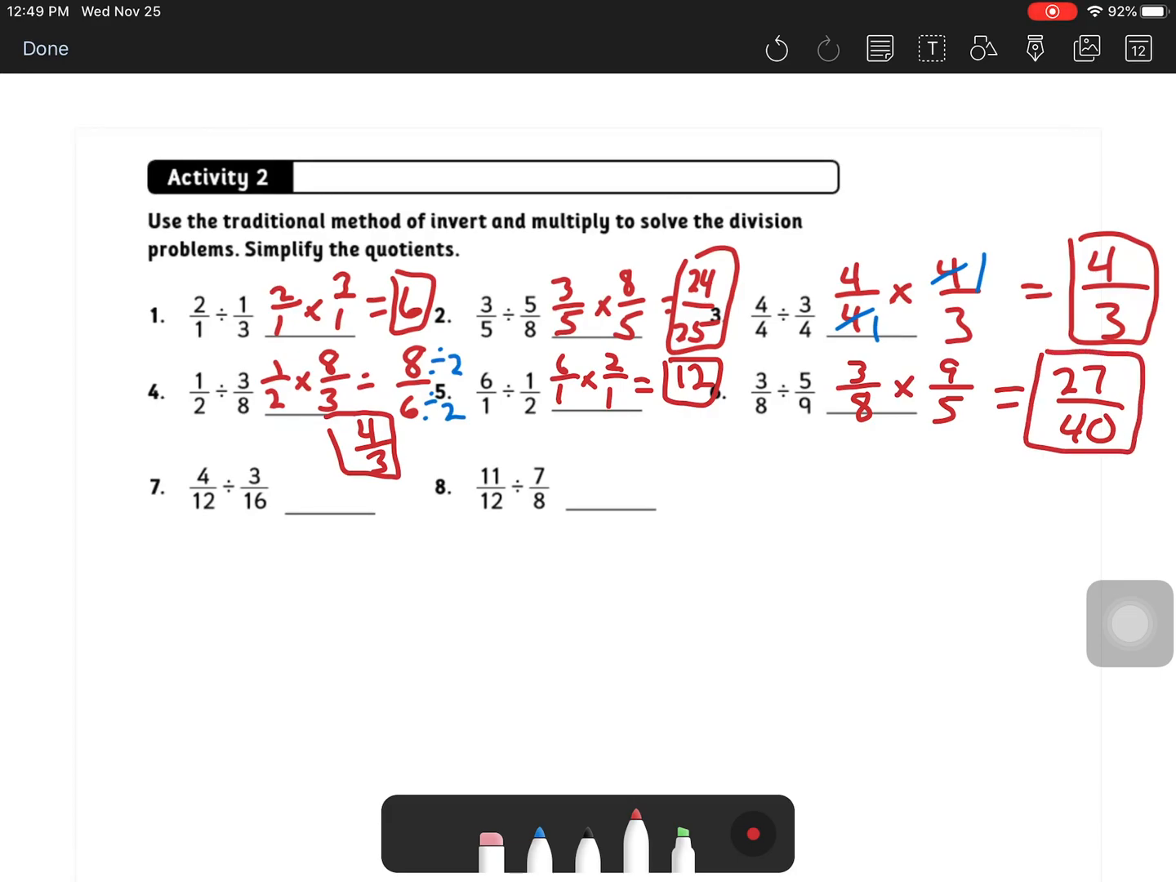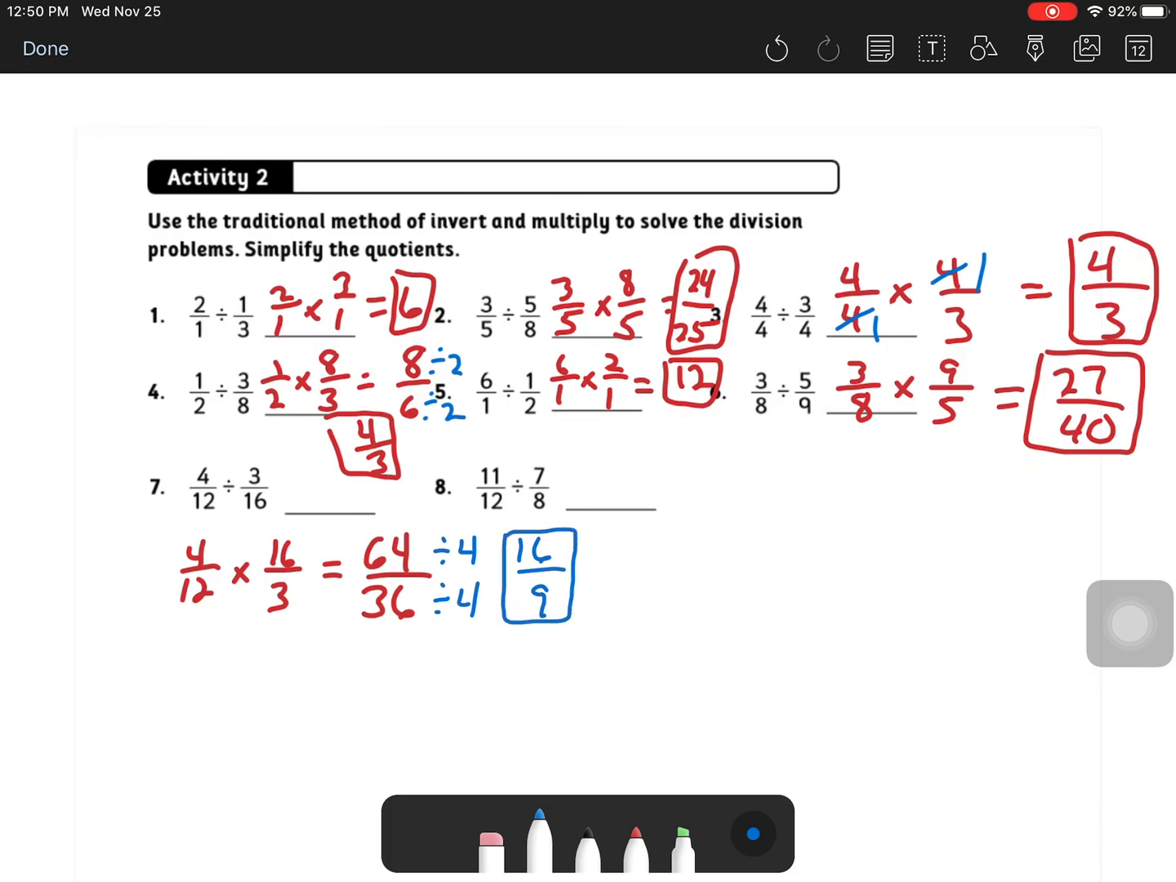And number 7, I'm going to write that down here. 4/12 times 16/3. Okay, so 4 times 16 is 64. 3 times 12 is 36. And if I look in my multiplication chart, I know that each of these divides by 4. And so 64 divided by 4 is 16, and 36 divided by 4 is 9. So I would get 16 over 9 for that one.